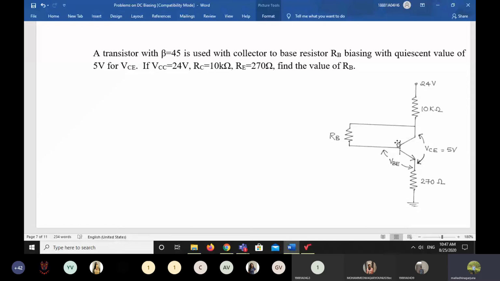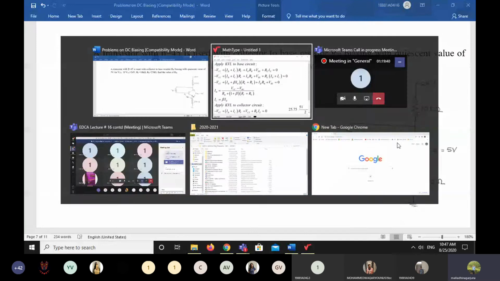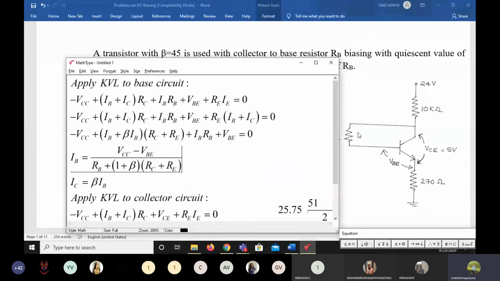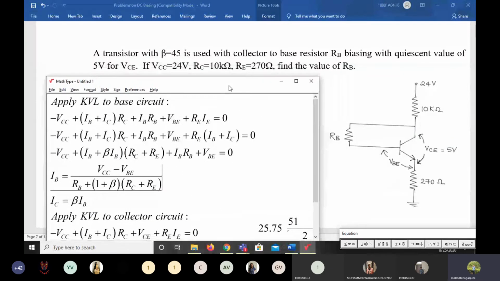So this is exactly like the previous problem. For this circuit, we need to calculate the RB value. We must have only the input loop in the input equation. So this is the input equation. It has the emitter resistance, so these are the exact equations for this problem: minus VCC plus (IB plus IC) into RC plus IB RB plus VBE plus RE into IE equal to 0.